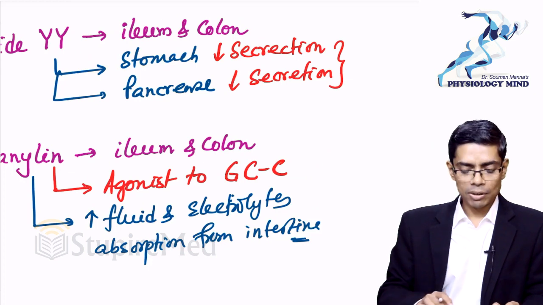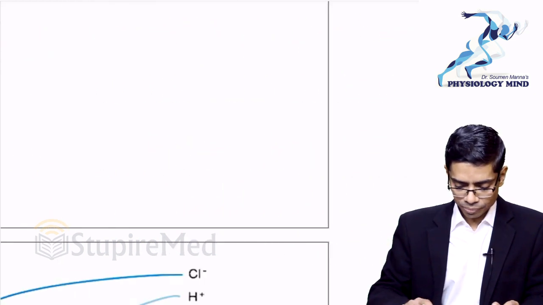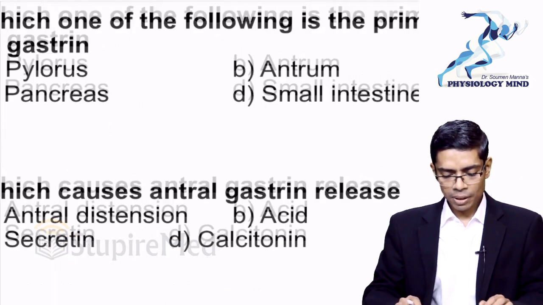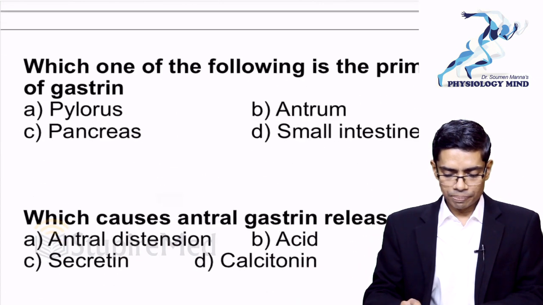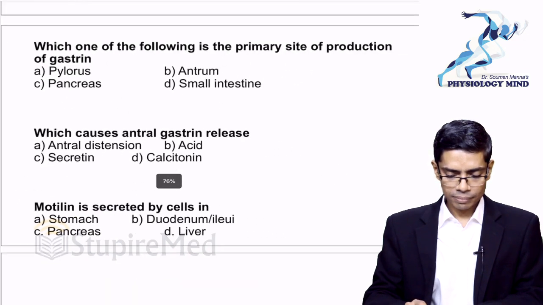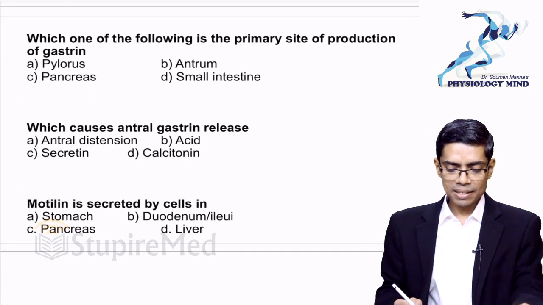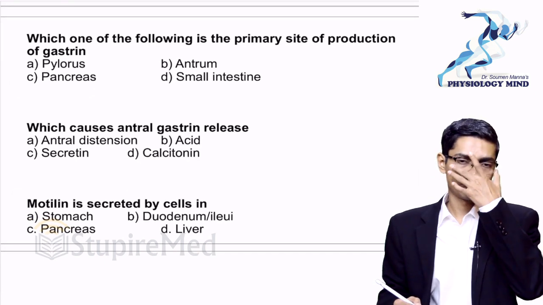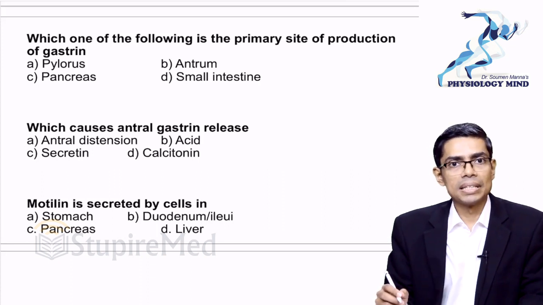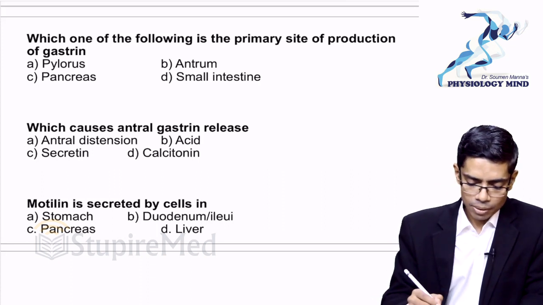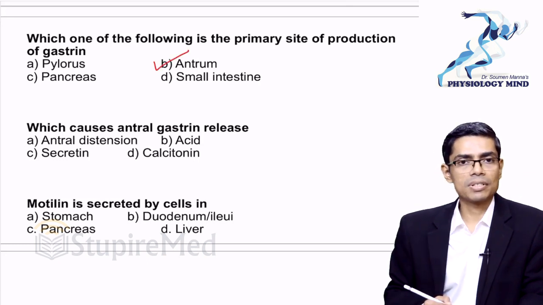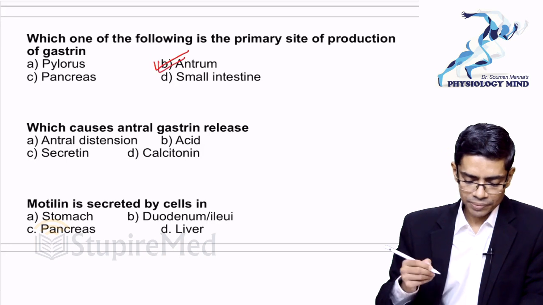Okay, so now look at certain MCQs. Which of the following is a primary site of production of gastrin? Very simple MCQ. Gastrin is produced by the antropyloric region of the stomach. So main is the antrum, although the pyloric part also produces some of the gastrin. So this is antrum.